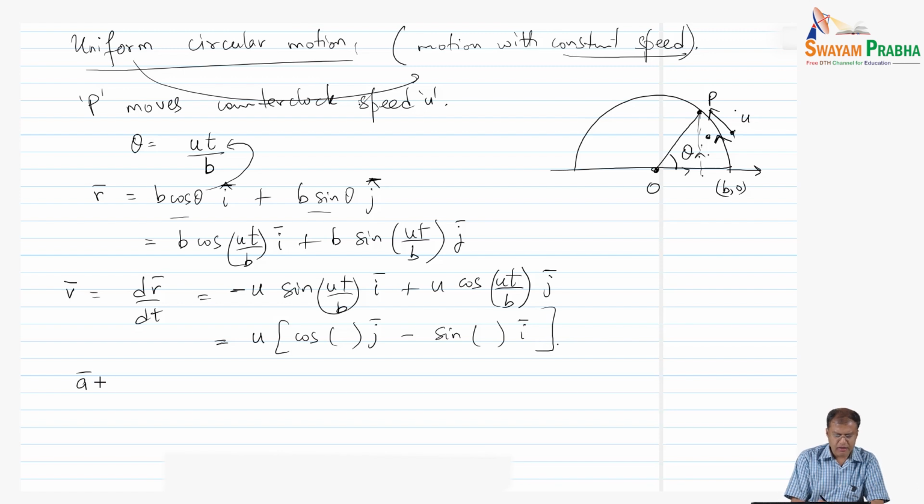Similarly, we can find the acceleration. We can see that the acceleration is minus u square by b times cos of this angle i plus sine of this angle j. Okay?